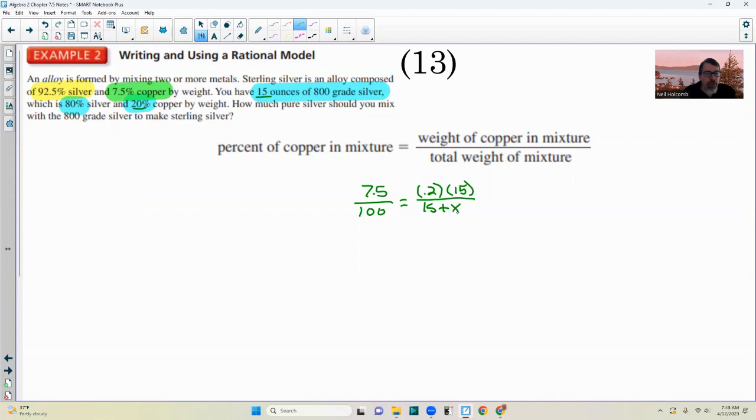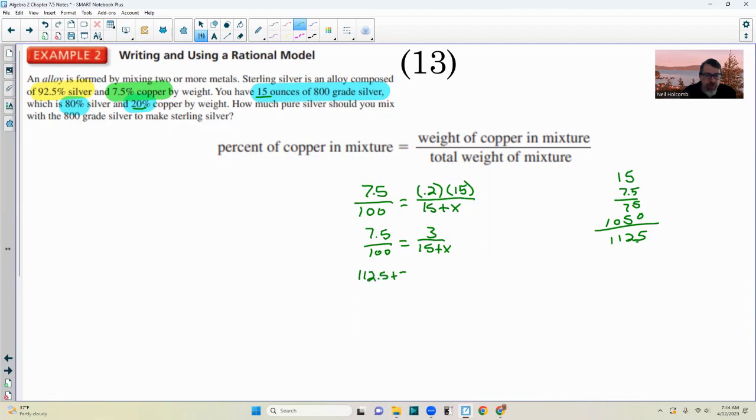So we need to know how much silver, and that's why silver is our variable, not the copper. Okay, so now we're just going to simplify this. So 7.5 over 100 equals 15 times 0.2 is 3 over 15 plus x. Cross multiply, I'm going to get 7.5 times 15. So let me just do this over here. 15 times 7.5: 5 times 5, carry the 2, 7, 0, 7 times 5 is 35, carry the 3, 105, that's 5, that's a 2, carry the 1, decimal place, 112.5.